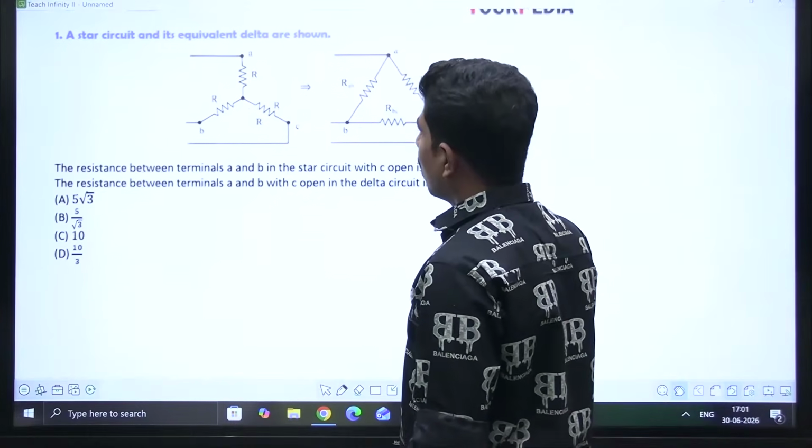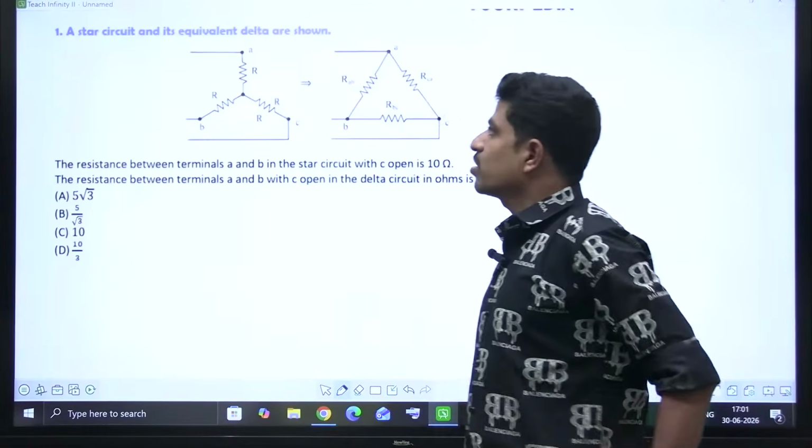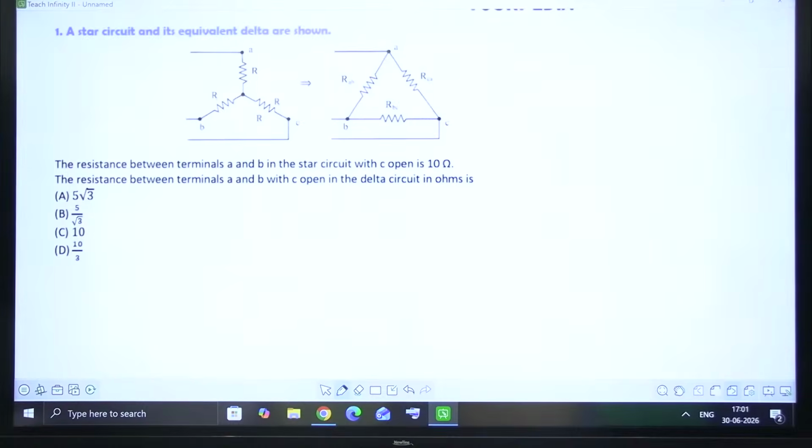So what is the very first question? A star circuit and its equivalent delta are shown. The resistance between the terminals A and B in the star circuit with C open is 10 ohms. Between the A and B terminals with C open means C is left open.